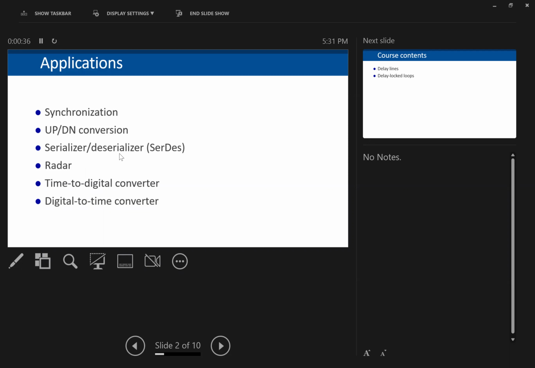Those terms you might be more familiar with, right? So there we digitize the amplitude information. Here we are going to digitize the time information. Okay. So this and many more applications are there.